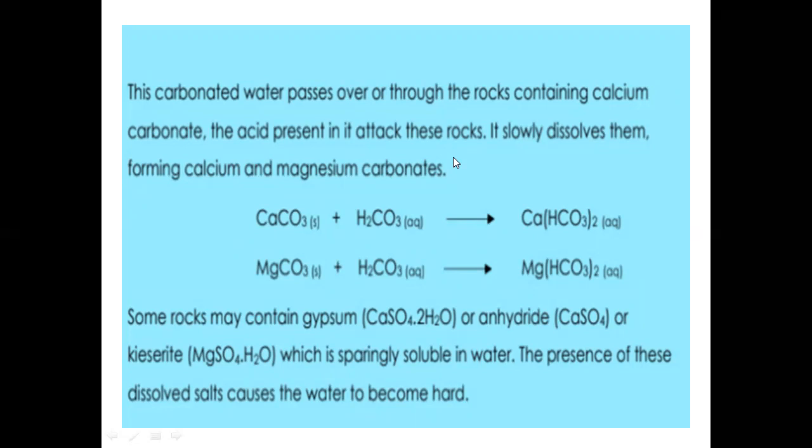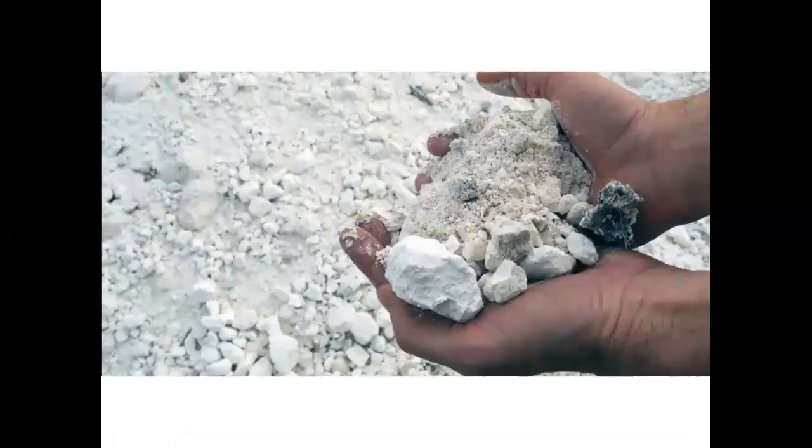Some rocks may contain gypsum, calcium sulfate with two water molecules, or anhydrite, calcium sulfate with no water, or kieserite, magnesium sulfate with water, which are sparingly soluble in water. The presence of these dissolved salts causes the water to become hard. Along with carbonic acid, these compounds present in rainwater make the rainwater hard: calcium carbonate and calcium sulfate.